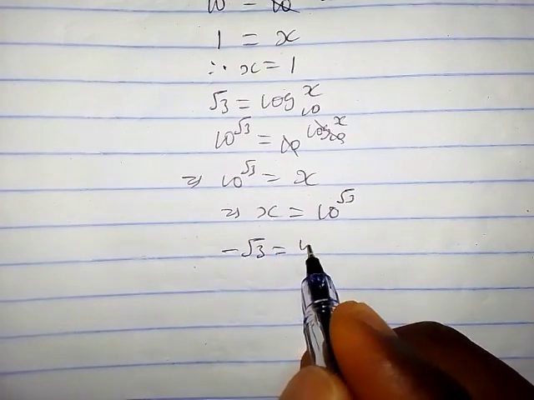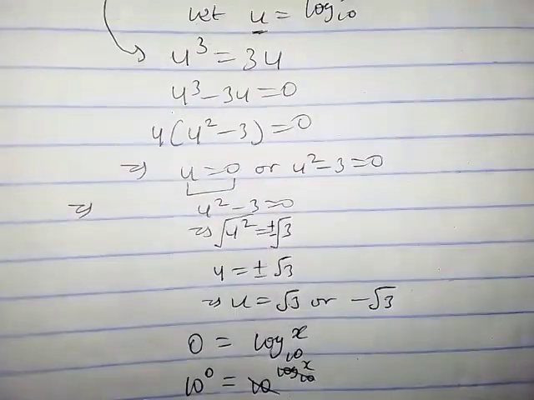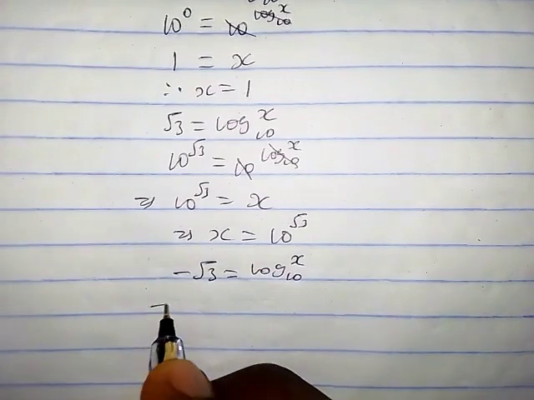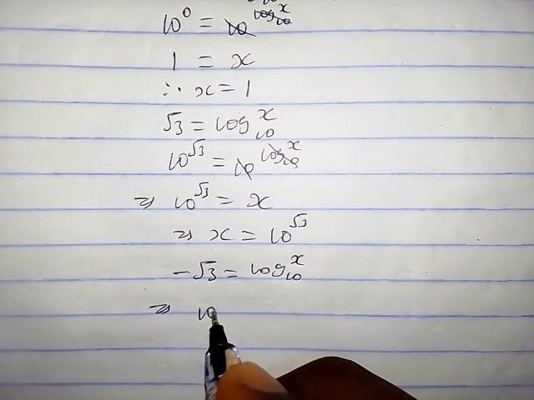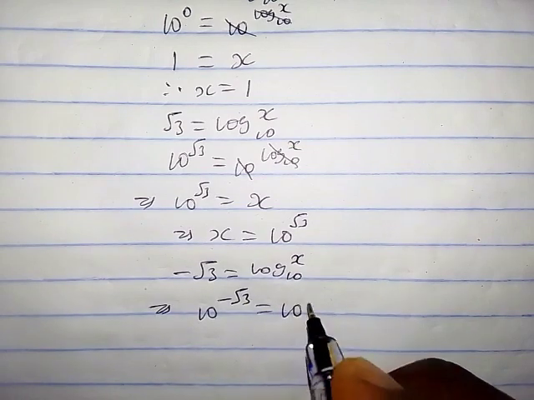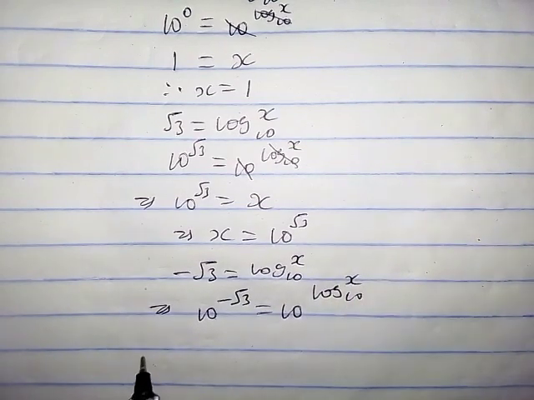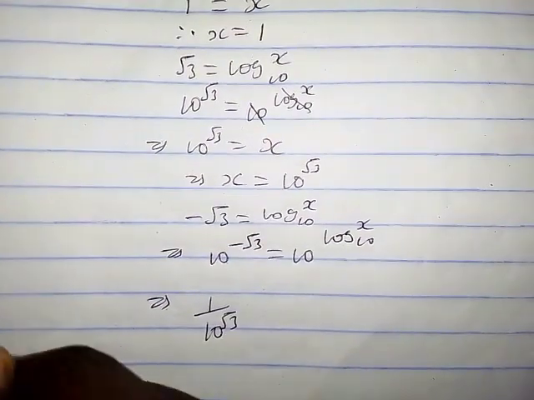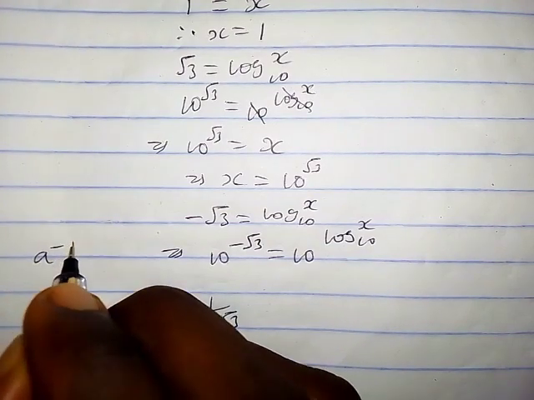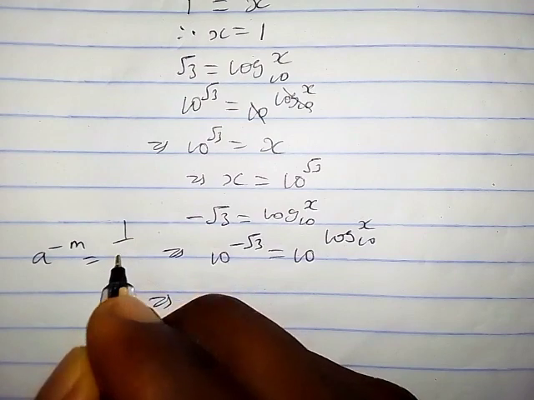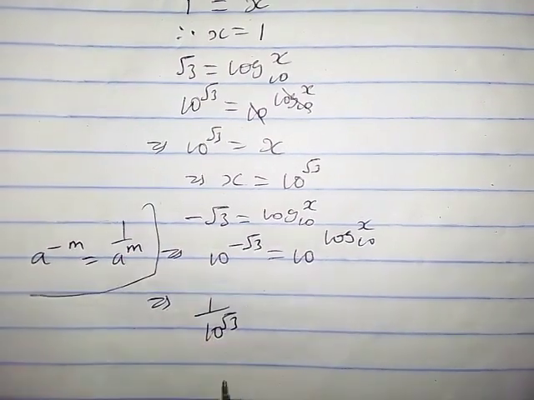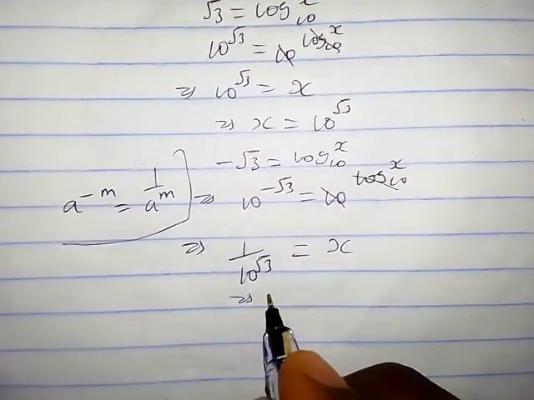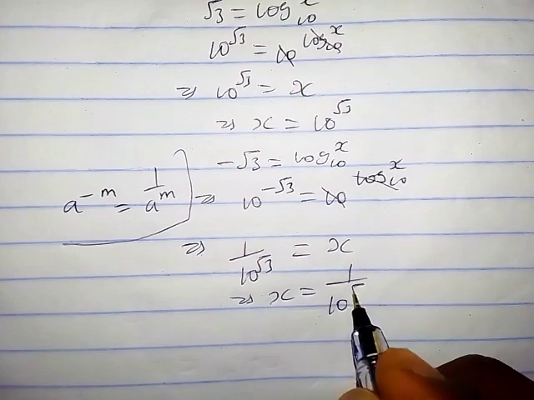For the third case, when u equals minus root 3, we have minus root 3 equals log x base 10 when we plug in the value of u. We take the exponential of both sides again: 10 raised to the power minus root 3 equals 10 raised to the power log x base 10. This can be written as 1 over 10 raised to the power root 3. From the properties of indices, e raised to the power minus m is the same as 1 over e raised to the power m. This cancels the other side, so we are left with x equals 1 over 10 raised to the power root 3.